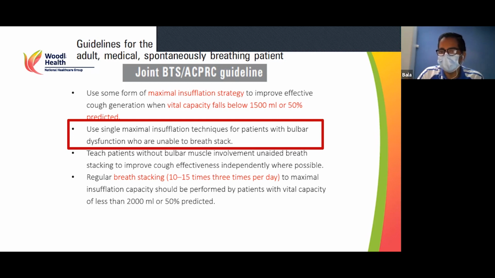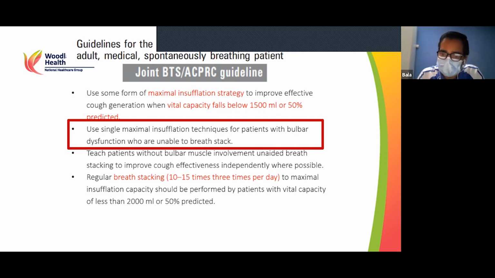But how about when the patient has some impairment in their bulbar system? Do we do lung volume recruitment with them or not? The guidelines say that even with bulbar involvement, use the single maximal insufflation technique for patients with bulbar dysfunction who are unable to breath stack.